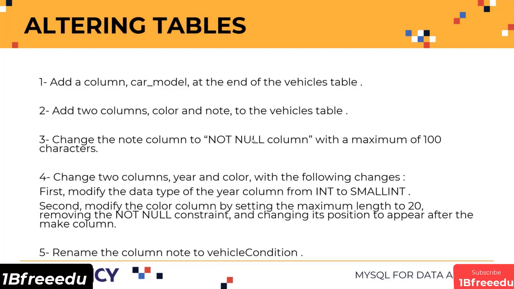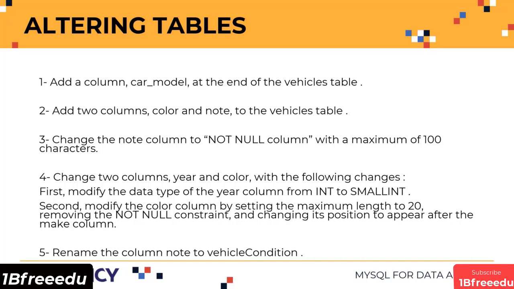First, we're going to add a column called car model at the end of the vehicles table. We'll add two columns, color and note, to the vehicles table. We'll then change the note column to a not null column with a maximum character limit of 100.